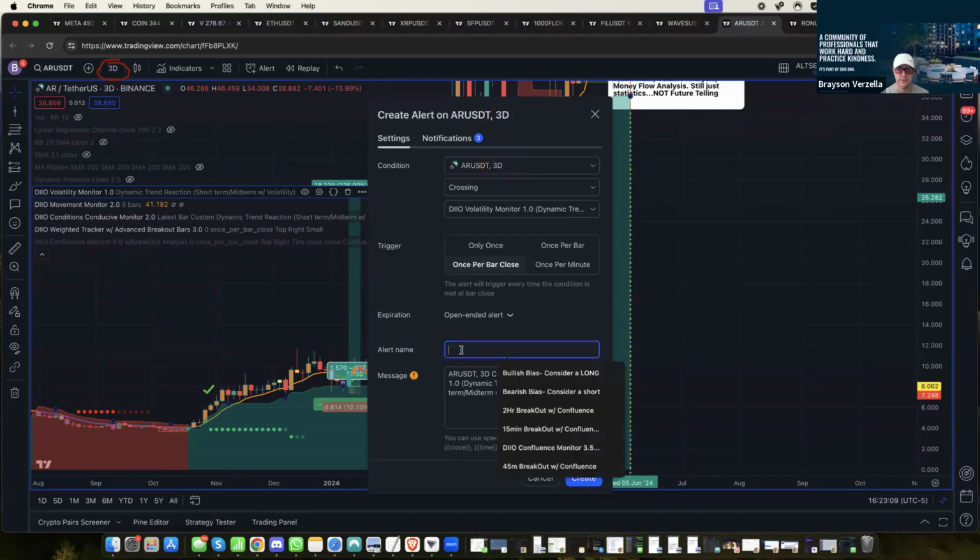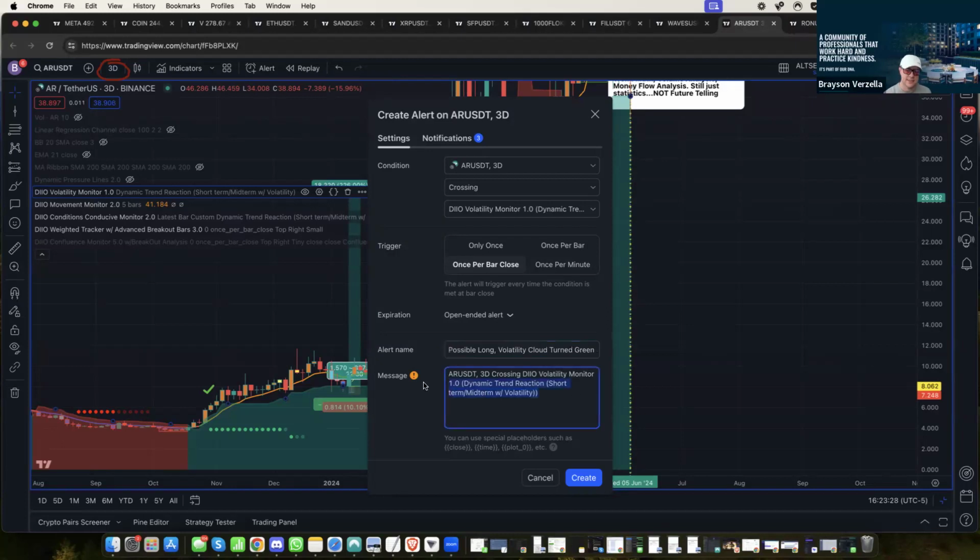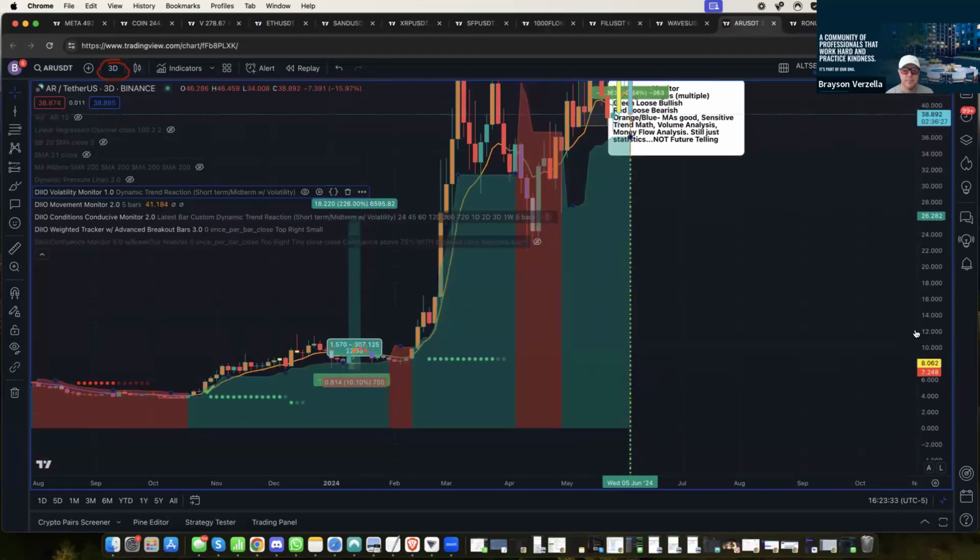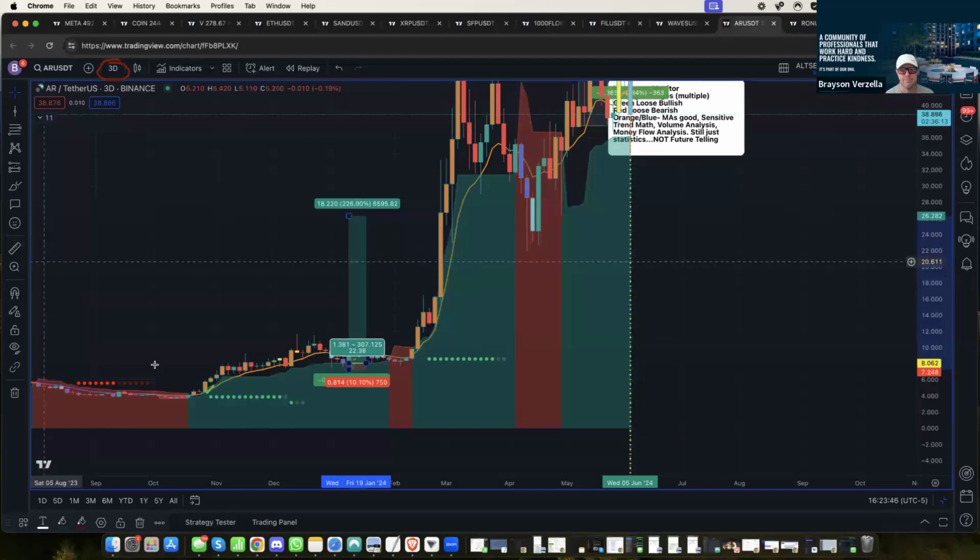And so again, you just type in whatever you want to type. Possible long, volatility cloud turned green, 2-day, right? 2-day time or 3-day time frame, right? So I could just write a custom message to myself. So that's how useful that is. Most of the things that I have in here as far as algos have alerts on them that allow that. So if there's ever one you have a question about, you can just let me know and I can let you know if there's an alert for it. So that's that.